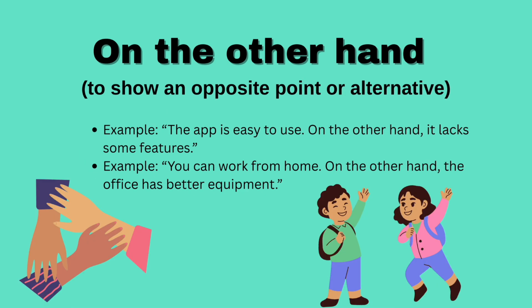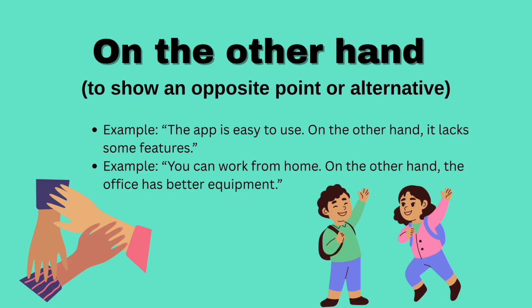Last but not least, on the other hand means to show the opposition point or alternative. For example, the app is easy to use. On the other hand, it lacks some features. Here the app is very easy to use for the user, but it's lacking in some features. So in this situation you can use on the other hand. I am good at study. On the other hand, I don't like to write essays.